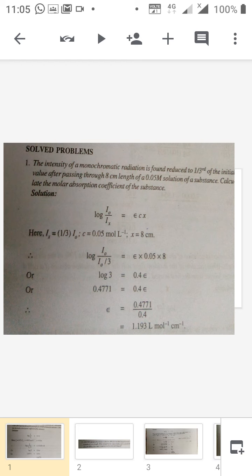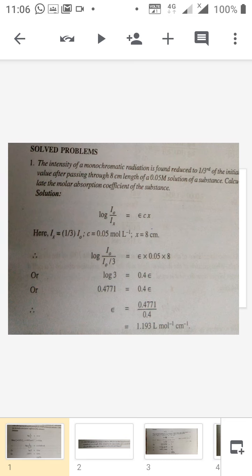First of all, you write the Beer-Lambert's law: log I0 by Ix is equal to epsilon Cx. And here it is given in the question itself, Ix is equal to 1/3 of I0, and C is given 0.05 mole liter inverse, x is given 8 cm. So directly substitute the values, and we will find out the epsilon. We have to write the unit. If you forget to write the unit, we will reduce half mark. So the unit for epsilon is liter mole inverse centimeter inverse.